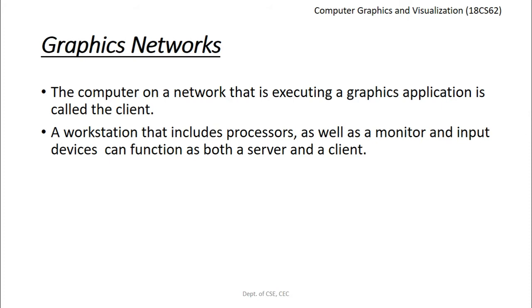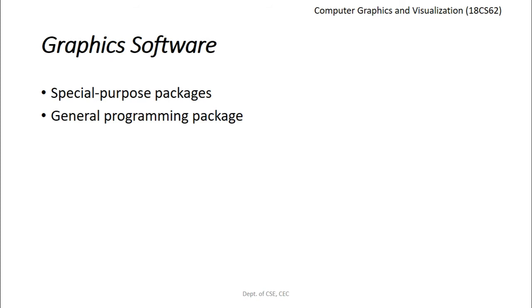Now let us see what the different types of graphics software are. There are two broad classifications of computer graphics software. First, we have special purpose packages, and then we have general programming packages. Now let us see what we mean by special purpose packages.